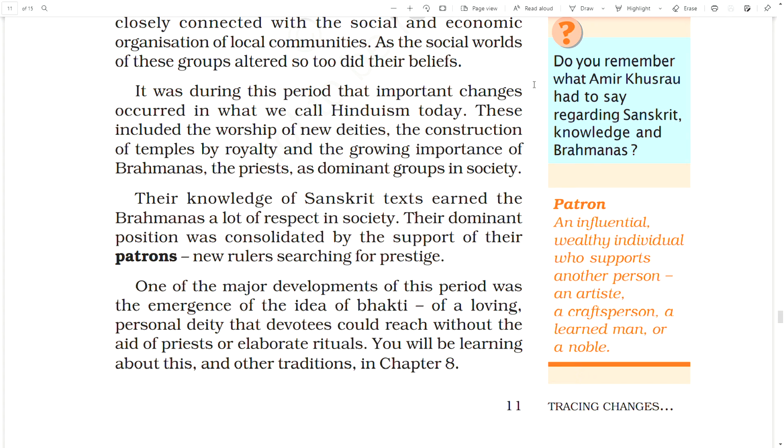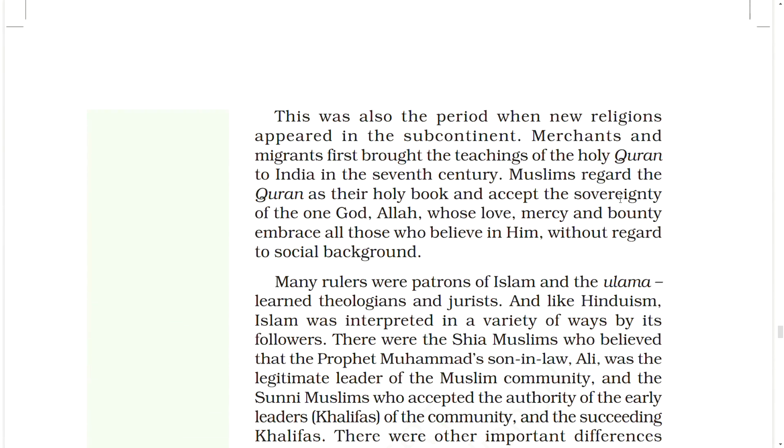Do you remember what Amir Khusro had to say regarding Sanskrit knowledge and Brahmanas? Patron: an influential, wealthy individual who supports another person, an artist, a craftsperson, a learned man, or a noble.